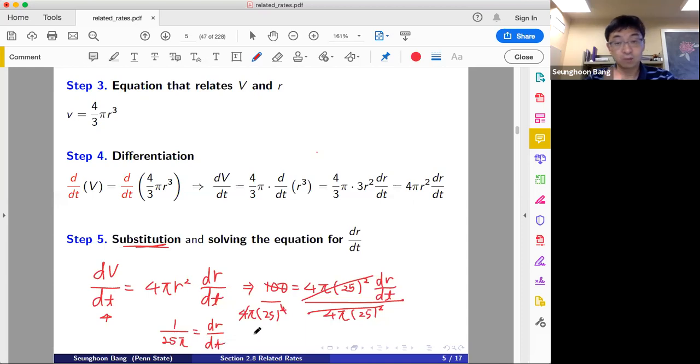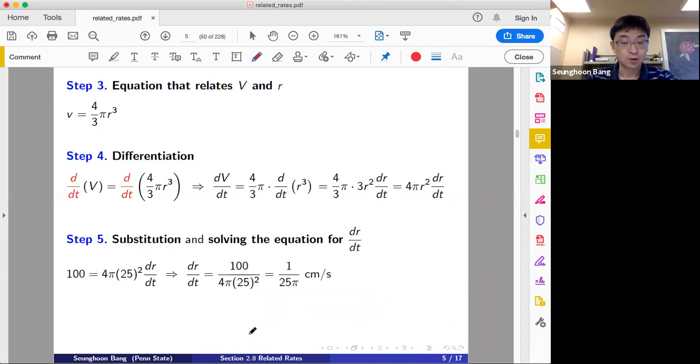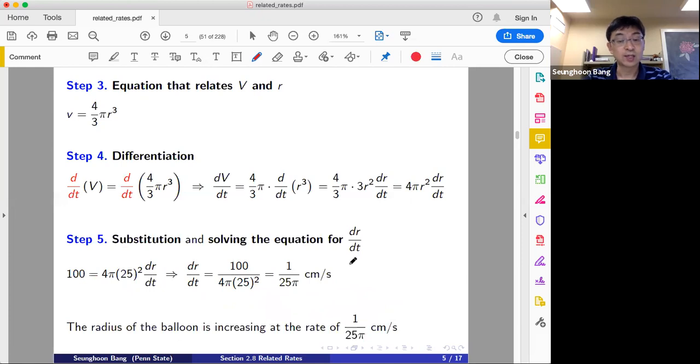So we have it like this. We need units, centimeters per second. What is the answer? The radius of the balloon is increasing at the rate of 1 over 25 pi centimeters per second. But that's it. This is the whole idea for solving a related rate problem.